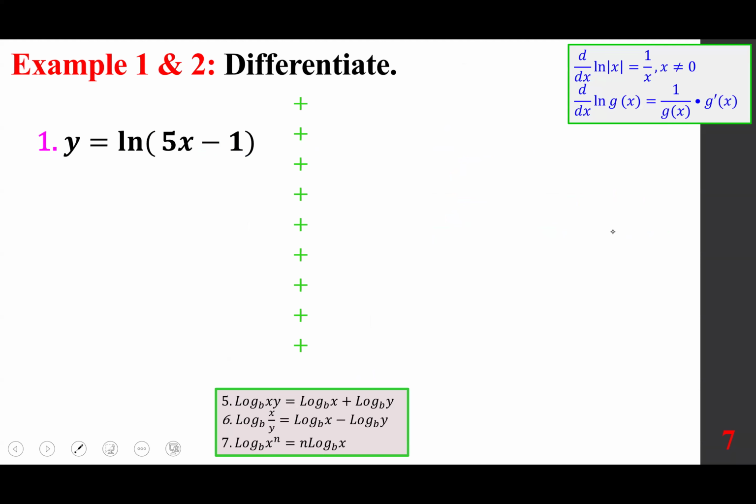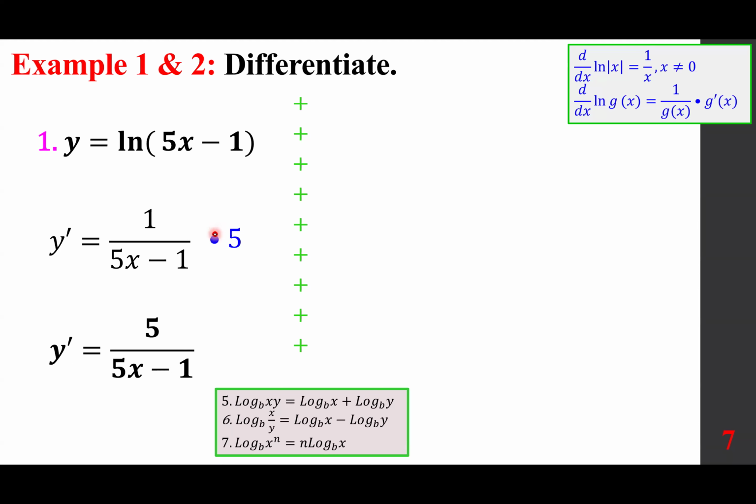All right, let's move on and look at the first example using the fact that the derivative of natural log, you flip it over. So let's flip this over. y prime is 1 over 5x minus 1, because this is g of x, times g prime of x, which is 5. And all you have to do, just rewrite it as 5 over 5x minus 1, and you're done.